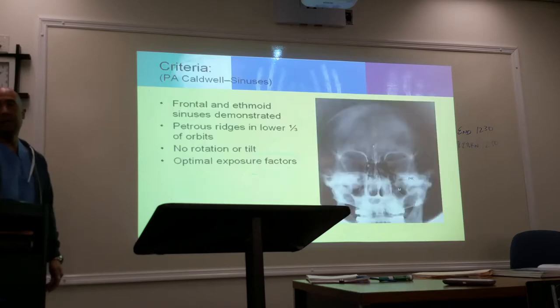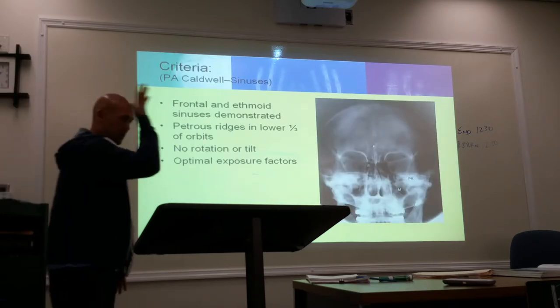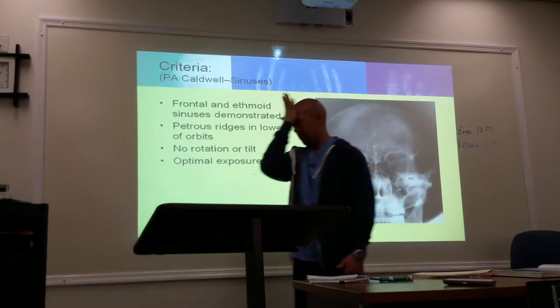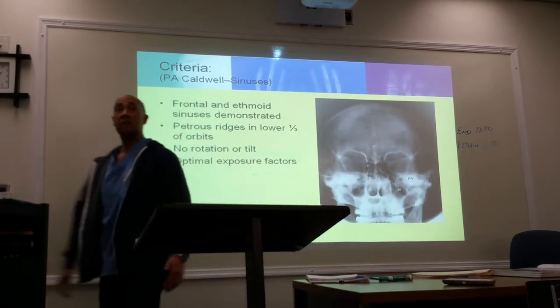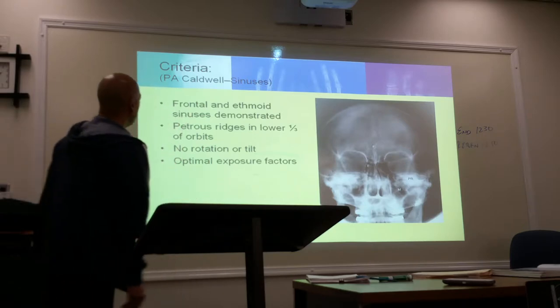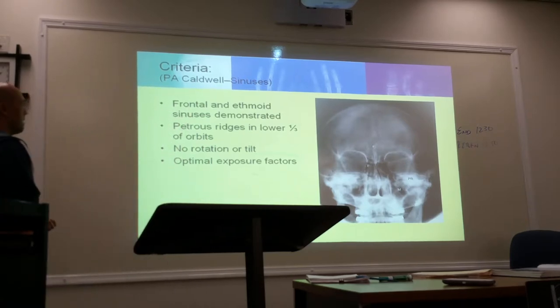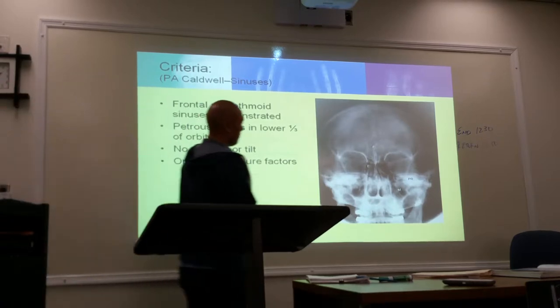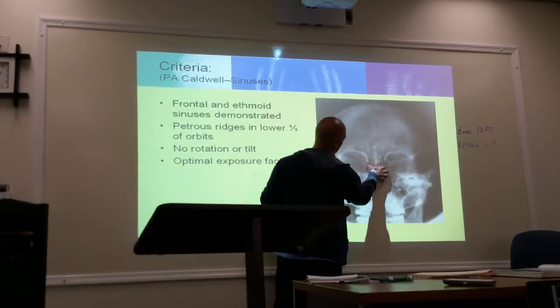Okay? So, P.A. Caldwell, what are we looking at here? Frontal bone. Okay, looking at frontal, but frontal what? Sinuses. Frontal sinuses, okay? So P.A. Caldwell best demonstrates the frontal and ethmoid sinuses. Okay, both frontal and ethmoid.